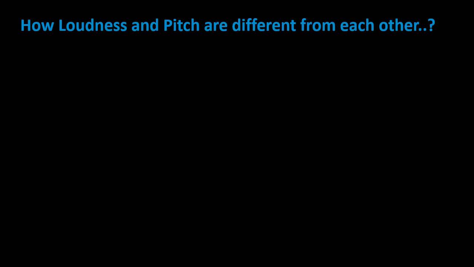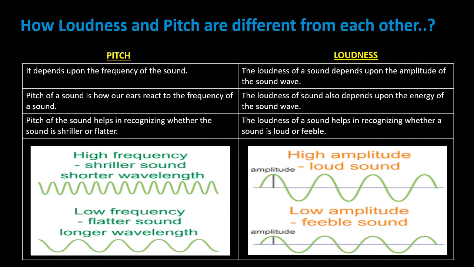Now let us first talk about the difference between loudness and pitch. Pitch depends upon the frequency of the sound, whereas loudness of a sound depends upon the amplitude of the sound wave. Pitch of a sound is how our ears react to the frequency of a sound, whereas the loudness of sound depends upon the energy of the sound wave.